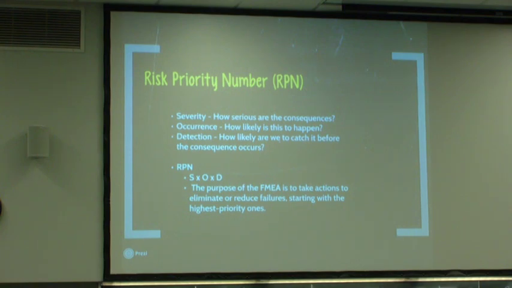So severity is how serious are the consequences, right? So if you're designing that bridge, if the bridge crumbles, that's high severity. If the bridge looks ugly and the people in the town don't like it, it's a risk, but it's a lower risk, right?